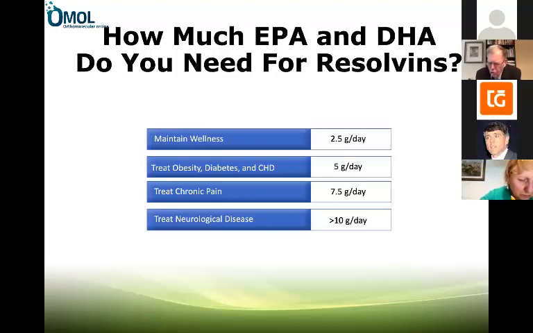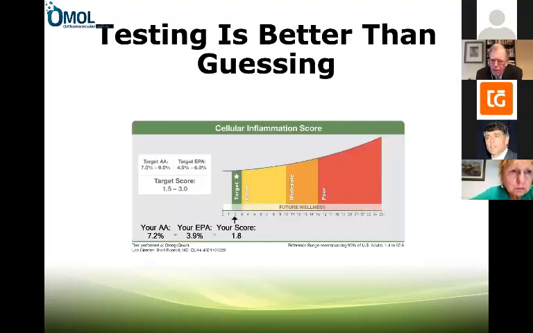So now we fast forward 300 years. Perhaps we have another disease that's a consequence of a nutrient deficiency. And that deficient nutrient is omega-3 fatty acids. Now, that's guessing. And science is based upon testing.